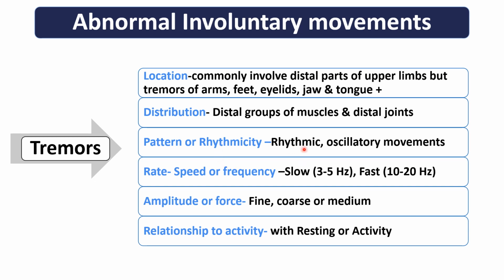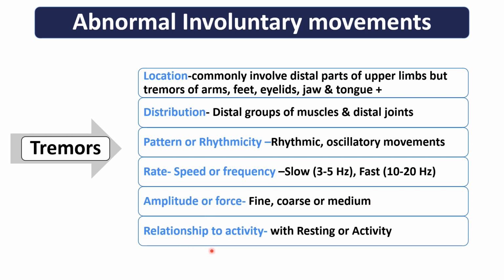These are rhythmic, oscillatory movements, and the frequency can vary from slow to fast. It can be between 3 to 5 Hz, which we label as a slow tremor. It can be fast, between 10 to 20 Hz, and force can also vary. It can be a fine tremor as seen in a hyperthyroid patient. It can be coarse as seen in Wilson disease, or it can be of medium force.